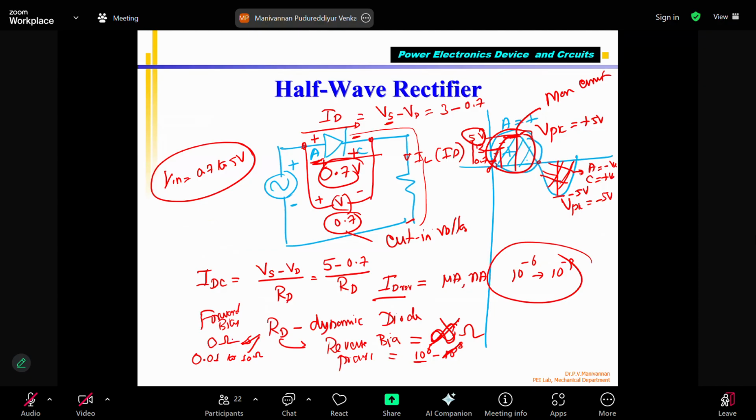Generally, there are two types of diodes I told you: small signal diodes, and the other one called power diodes. Small signal means the supply voltage, whether DC voltage or AC voltage, whose V peak generally will not exceed 30 volts.